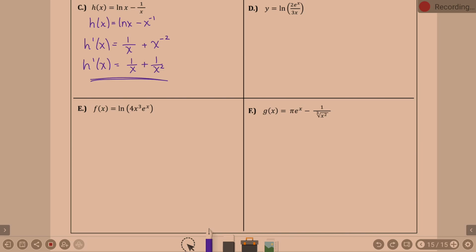Okay. D. Division within a log can be rewritten as 2 logs being subtracted.